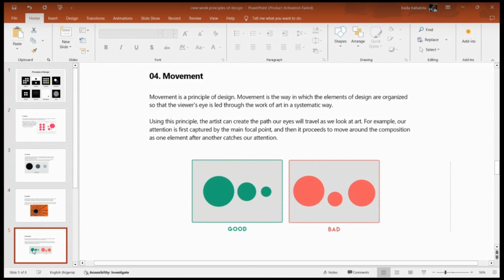Now, seriously, the bad is looking nice because it has big, small, big. You can say it's like a form of design, but it is rubbish. Now, let me just say that it is not all designs that are beautiful that are actually good designs. There are some beautiful designs that are bad designs.